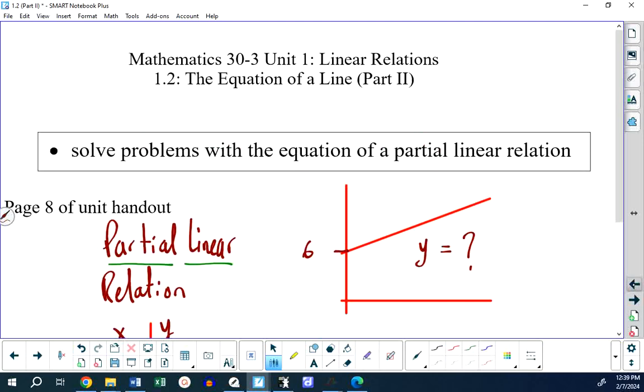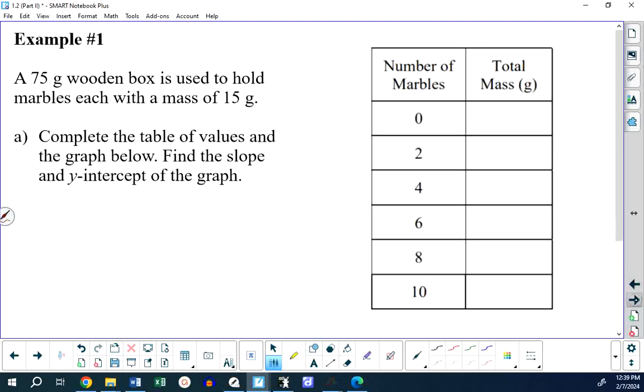Okay? So, 3 examples I want to get through today. What I've got for you here is the idea that you have a wooden box. It has a mass of 75 grams. And you're going to put marbles in the box. The marbles are 15 grams each. And we want to find the total mass for all of these numbers of marbles.